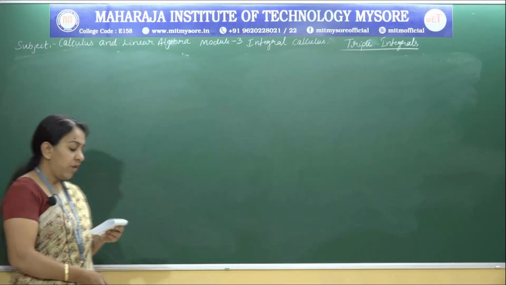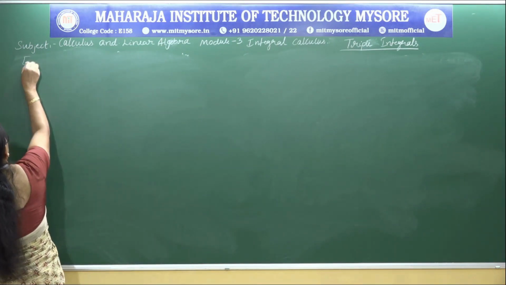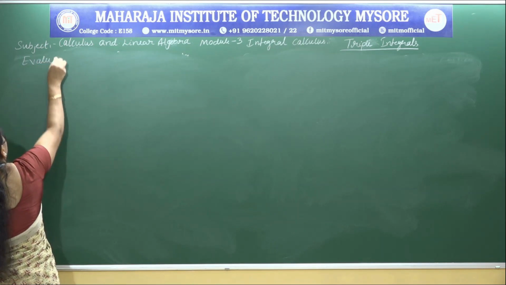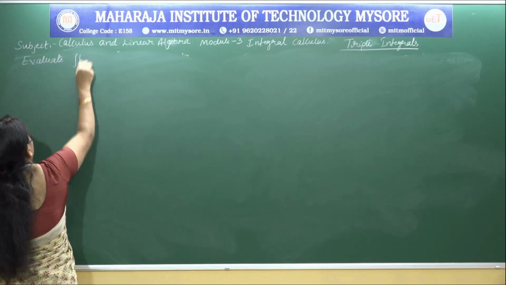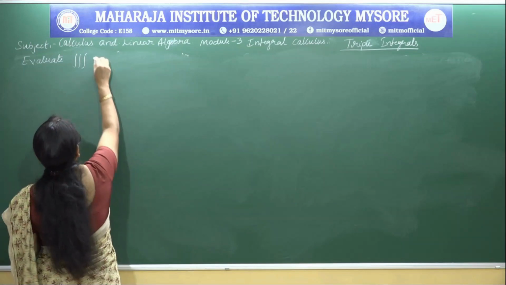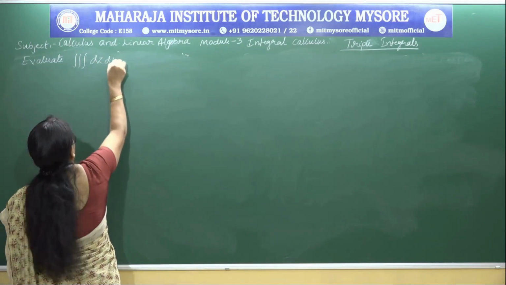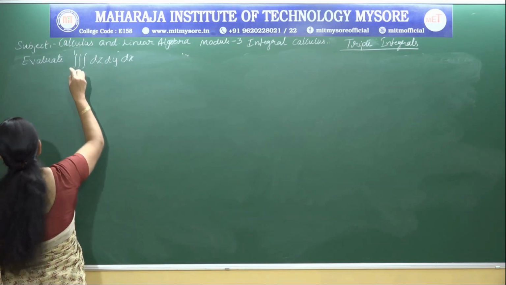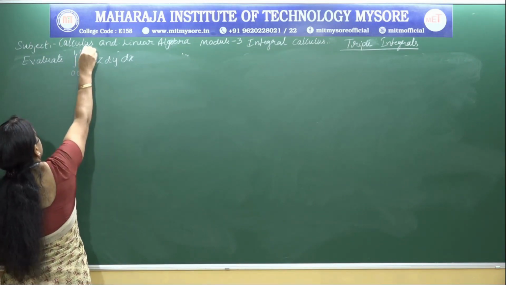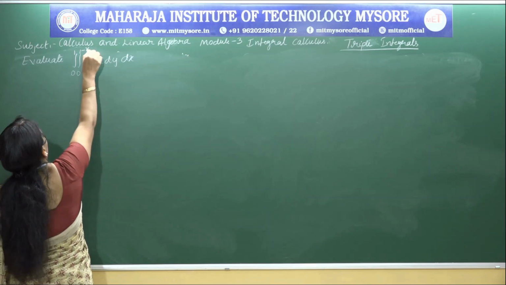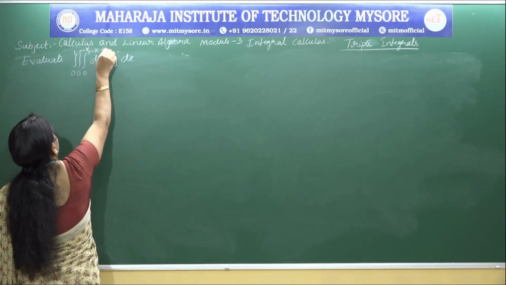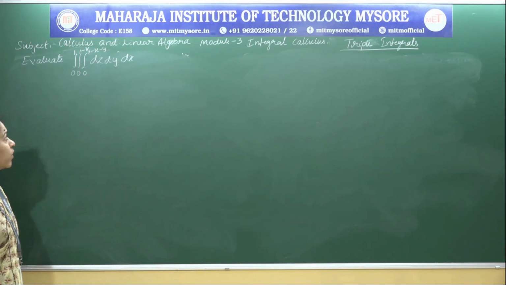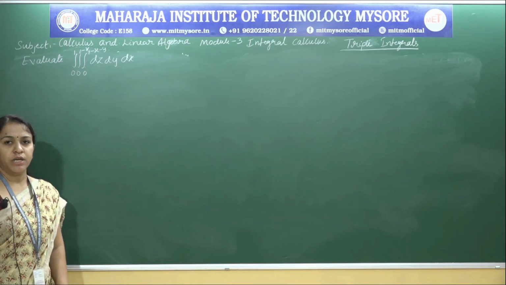Next problem, evaluate the triple integral dz dy dx between the limits 0 to 1, 0 to 1 minus x, and 0 to 1 minus x minus y. So consider the given integral as I.